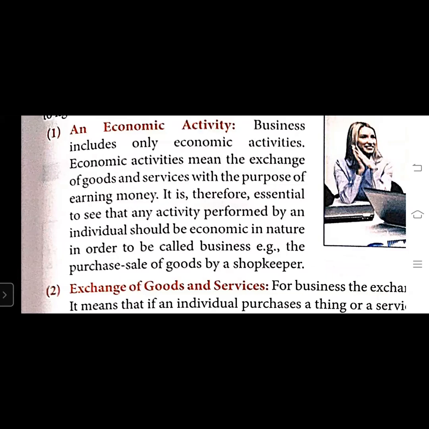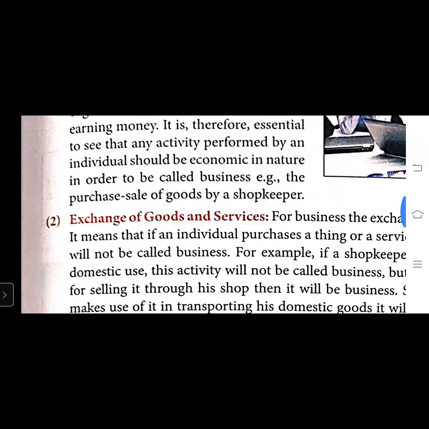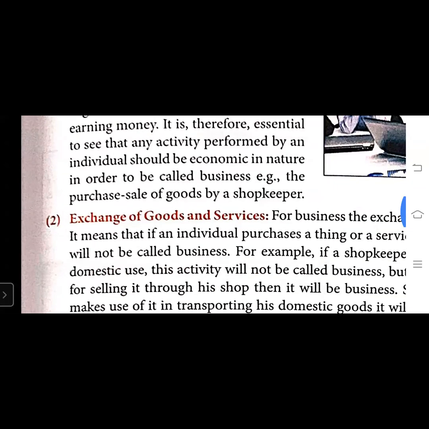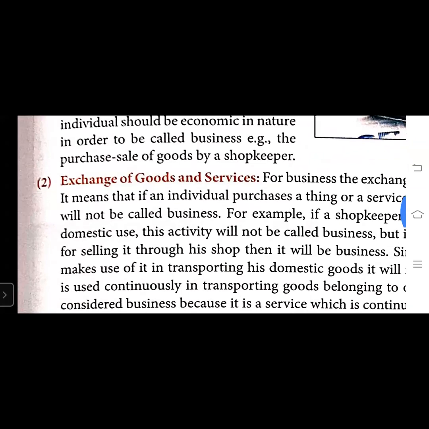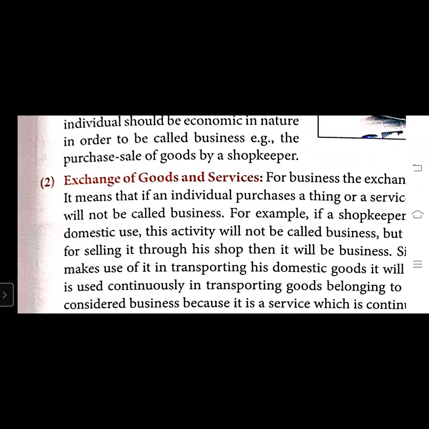First of all, he will purchase, then he will sell, but he will add his profit in the cost, right? Then he will sell the same goods to the customers, right? Second point is the exchange of goods and services. So students, all business activities are directly or indirectly concerned with the transfer or exchange of goods and services for value. So students, production or purchase of goods for personal consumption cannot be called business.